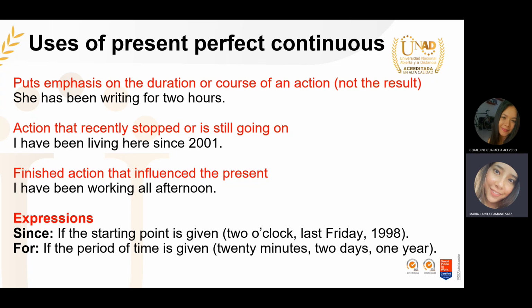The third one is a finished action that influences the present. For example, I have been working all afternoon. Saying you have been working all afternoon implies that you are tired. In this case you are describing that you dedicated your whole afternoon to work.